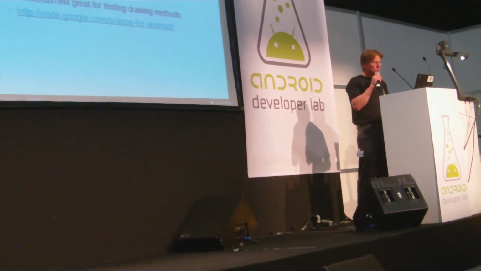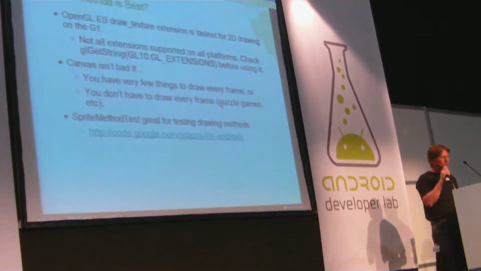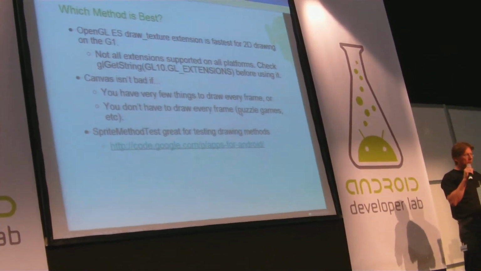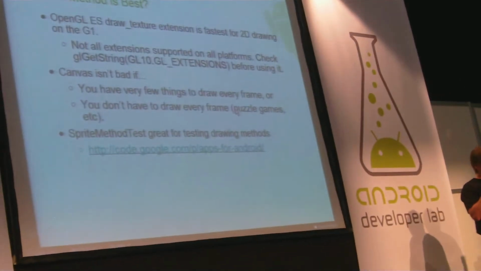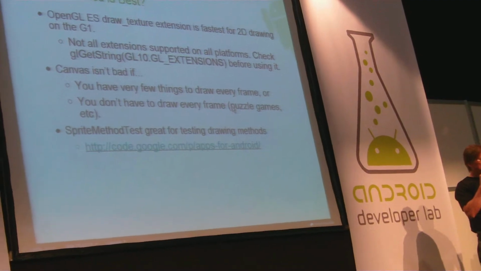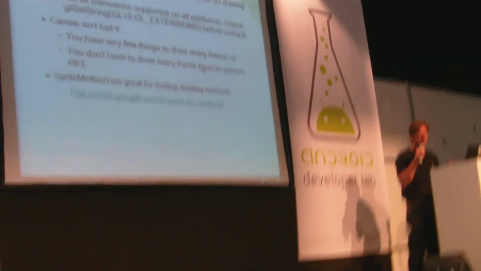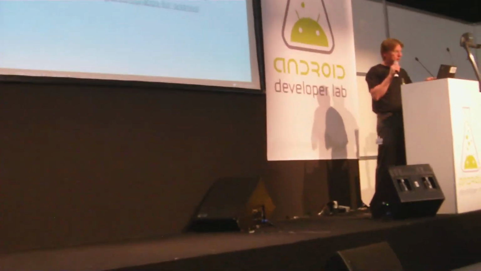So, which is best? Coming back to the basic conclusion, draw texture is the best if you want to cover all platforms and get your overall best performance. Again, you've got to check. Here's the call you usually make in OpenGL to see if the extension is present. If not, you're going to fall back and use the standard 1.0 drawing method.